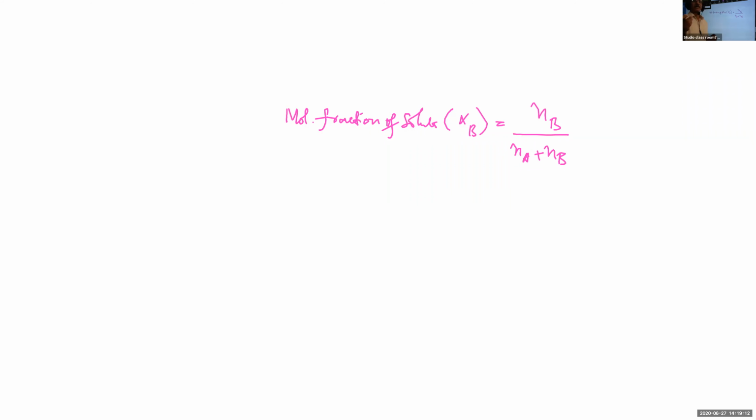From here, you can find out the mole fraction of the solvent also. Mole fraction of solvent, you call it XA, is equal to number of moles of the solvent, Na, by total number of moles, Na plus Nb. That is the mole fraction of the solvent, if there are only two components, solvent and one solute.